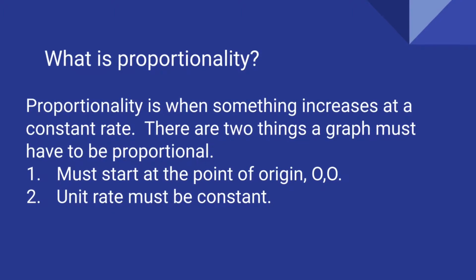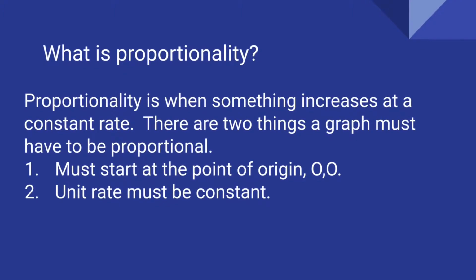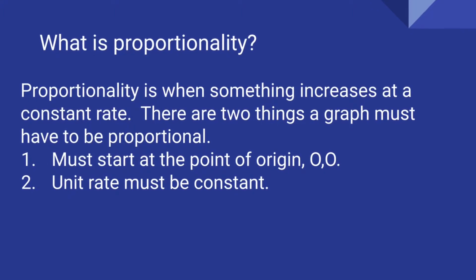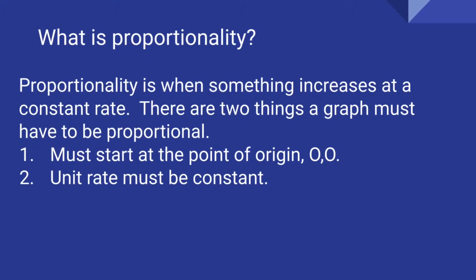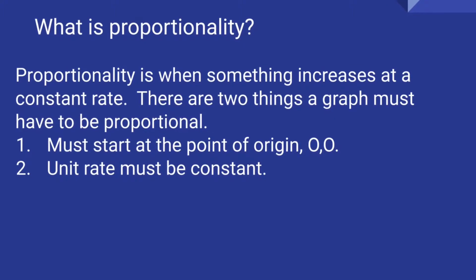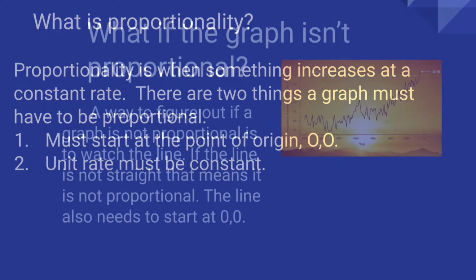What is proportionality? Proportionality is when something increases at a constant rate. There are two things a graph must have to be proportional. It must start at the point of origin, which is 0, 0, and the unit rate must be constant, which means it increases at the same rate every time.